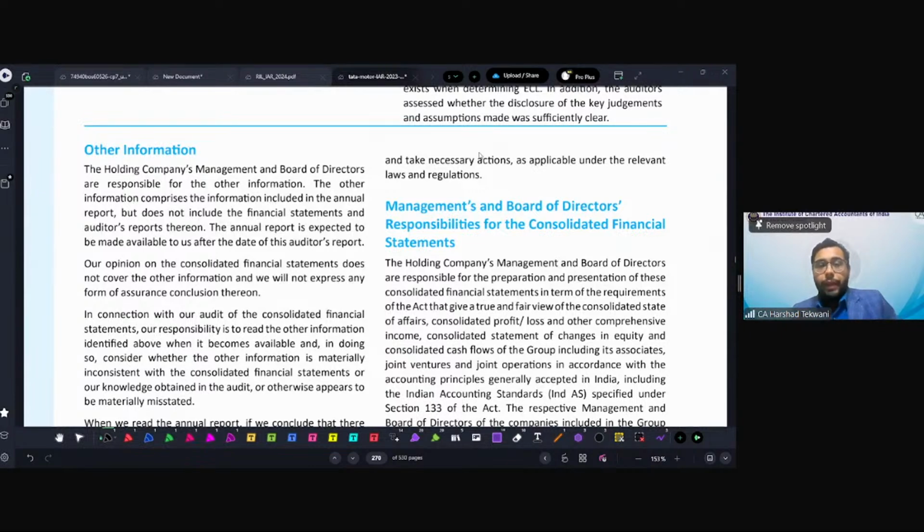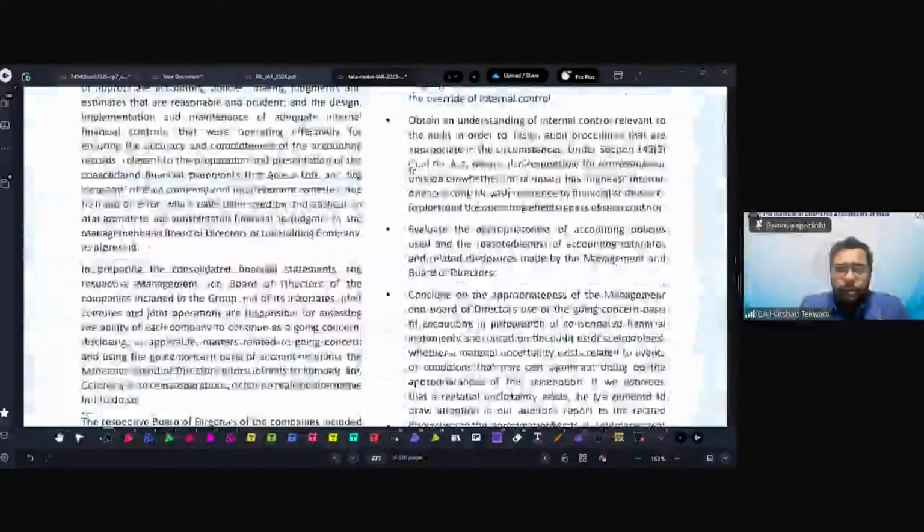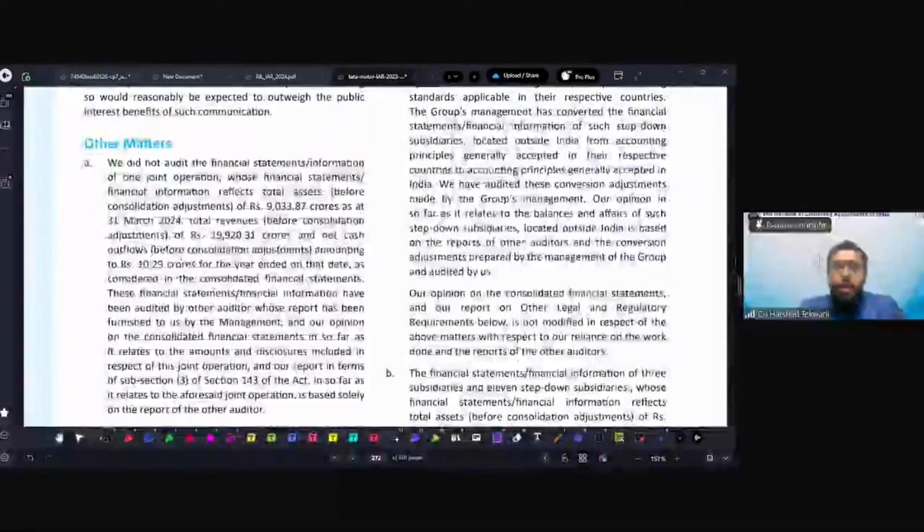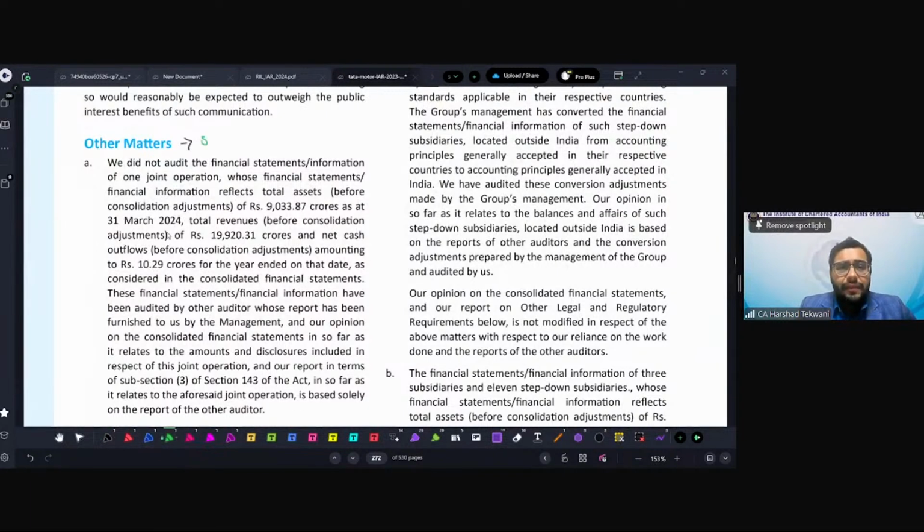No? Okay. So, see, this is your other information paragraph. And if I just go below, this is your other matter paragraph. Here, the information which is given is as per SA 600. Remember that we discussed that when the principal auditor is relying upon the work of a component auditor, he is required to mention that in the other matter paragraph. See this paragraph. We'll read it quickly.